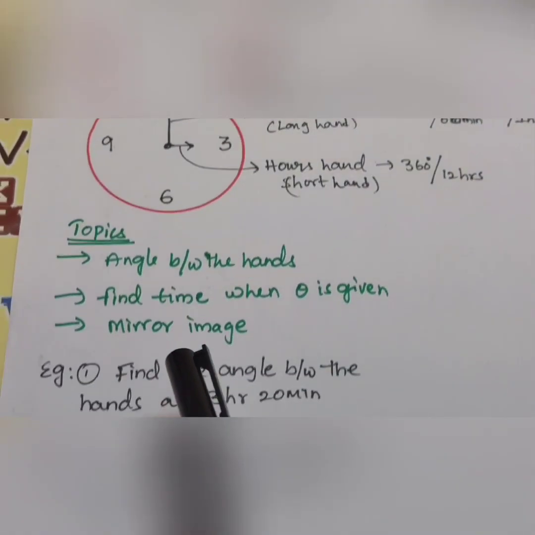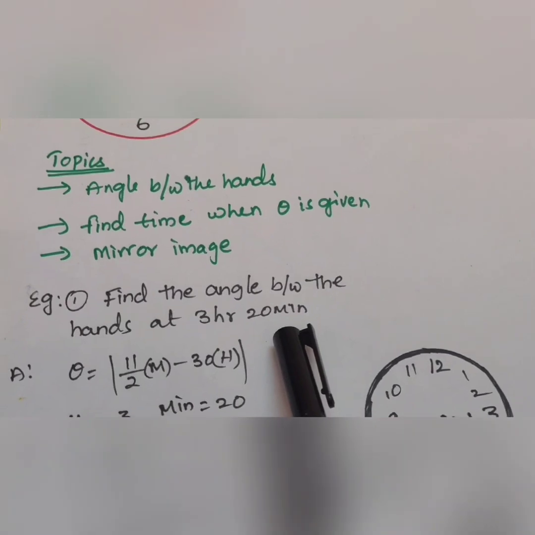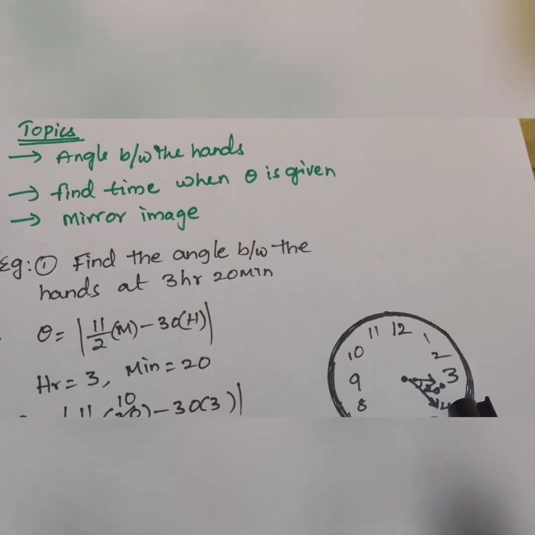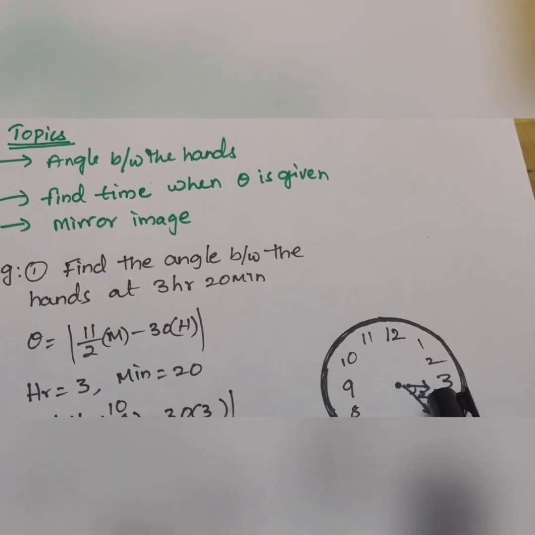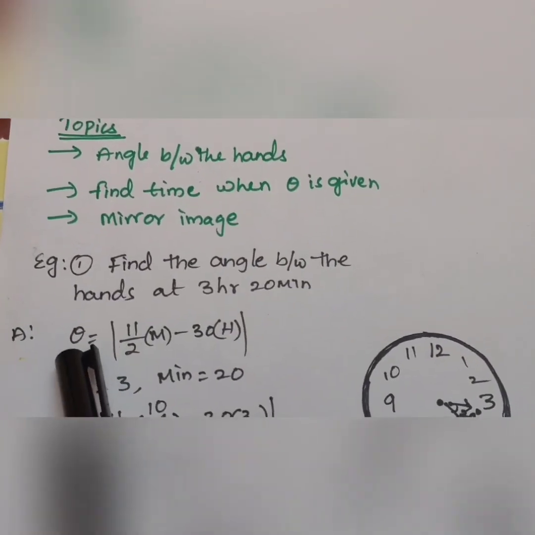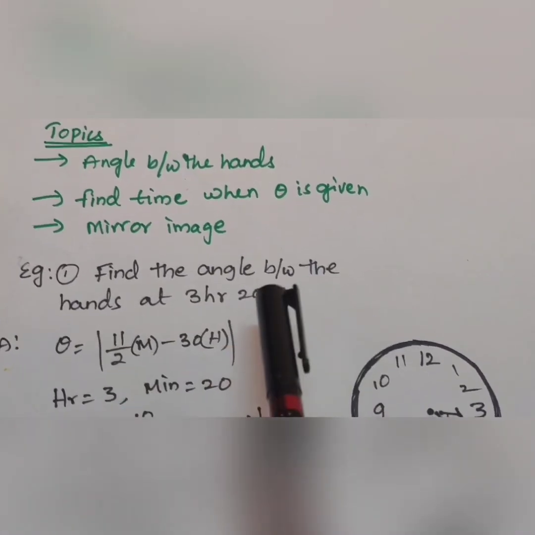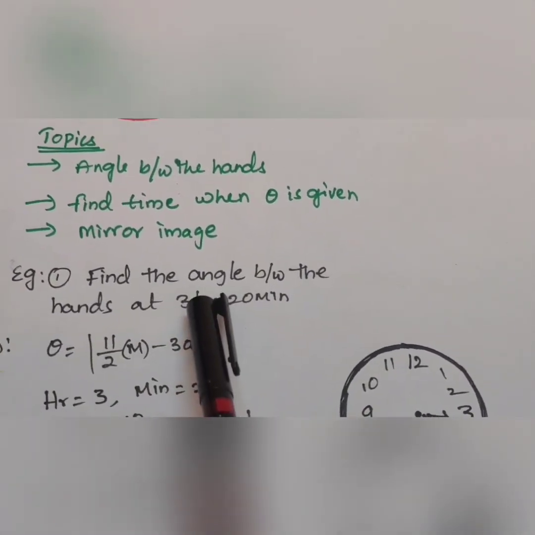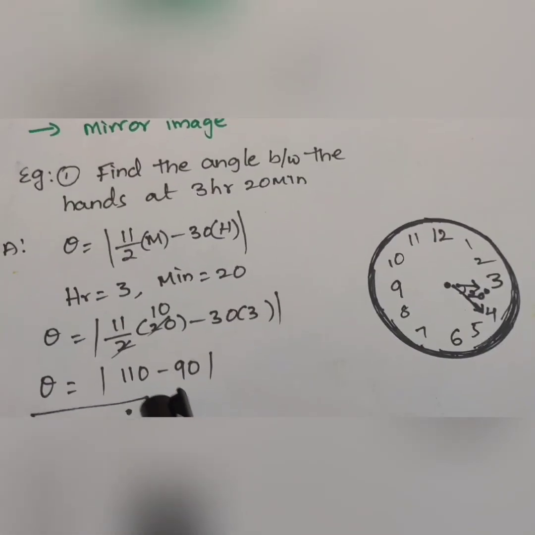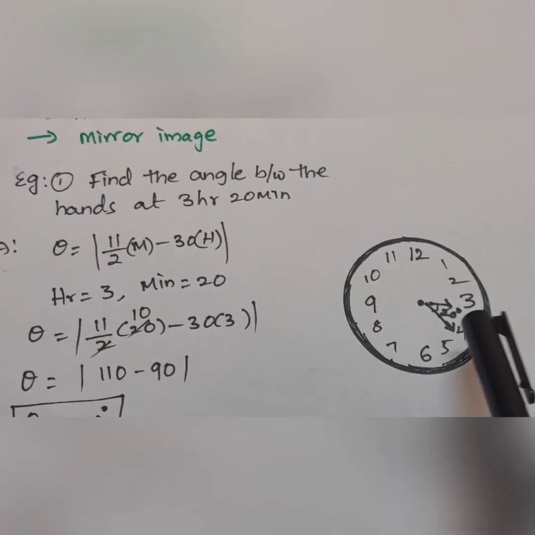So here we will see the first question. Find the angle between the hands at the time 3 hours 20 minutes. When the time is 3 hours 20 minutes, what is the angle between them? Here we got 20 degrees. We'll see how to solve and get it quickly. By using this formula, theta is equal to 11 by 2 of m minus 30 of h. Here m denotes the number of minutes in the given time, h is the number of hours. Substitute accordingly and solve. What do you get after subtraction? Theta is 20 degrees. So the angle between the hands is 20 degrees.